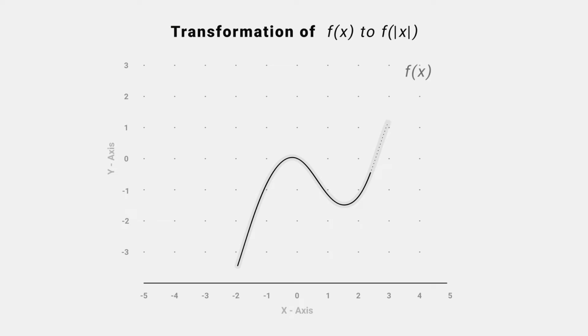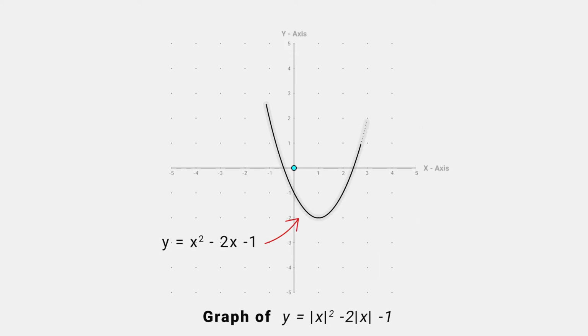When f(x) transforms to f(|x|), we have to neglect the curve for x less than 0 and take the image for x greater than 0 about the y-axis. For example, y = x² - 2|x| - 1. Then the graph of y = x² - 2x - 1 is drawn, neglect the curve for x less than 0 and take the image for x greater than or equal to 0 about the y-axis.